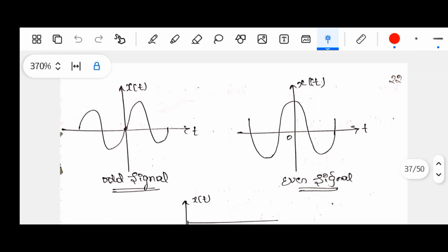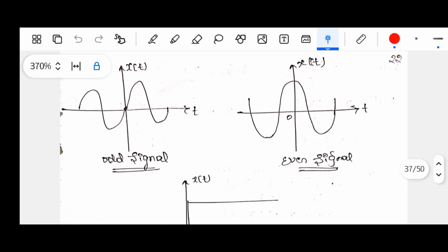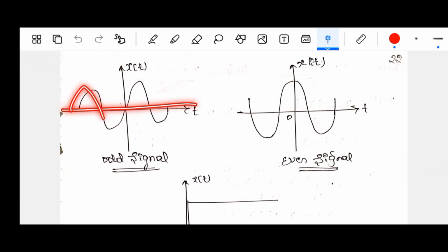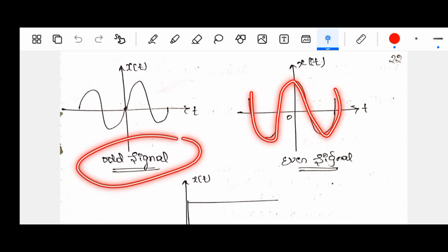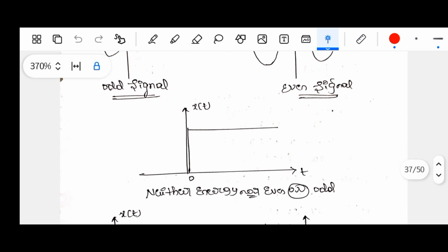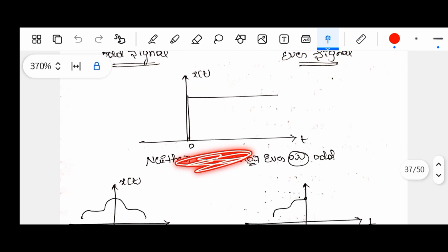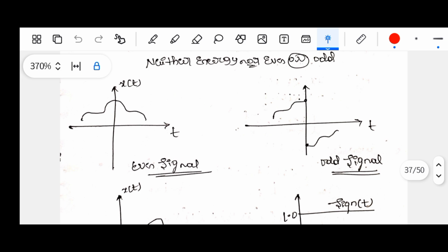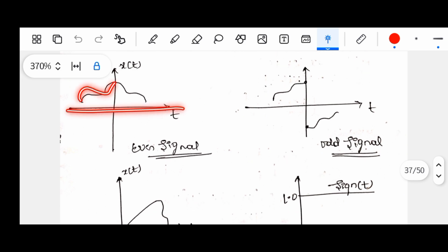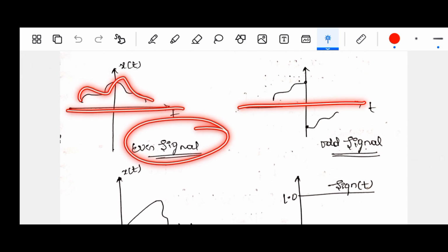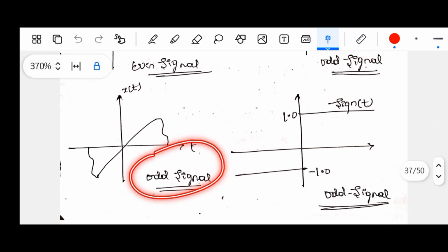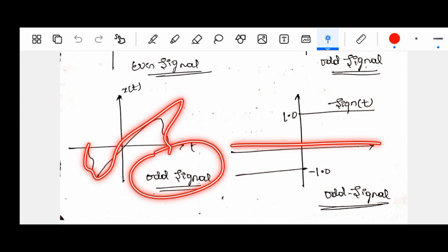Let's see the signals, whether these are even signals or odd signals. In this, see the flow of the waves: this one is the odd signal, and flowing like this is the even signal. It is flowing like a straight line. This one is neither even nor odd. See this below: in this, it is flowing like this, so it is the even signal. In this, it has different dimensions, therefore it is an odd signal. This is also an odd signal because it has straight lines. This is an odd signal.